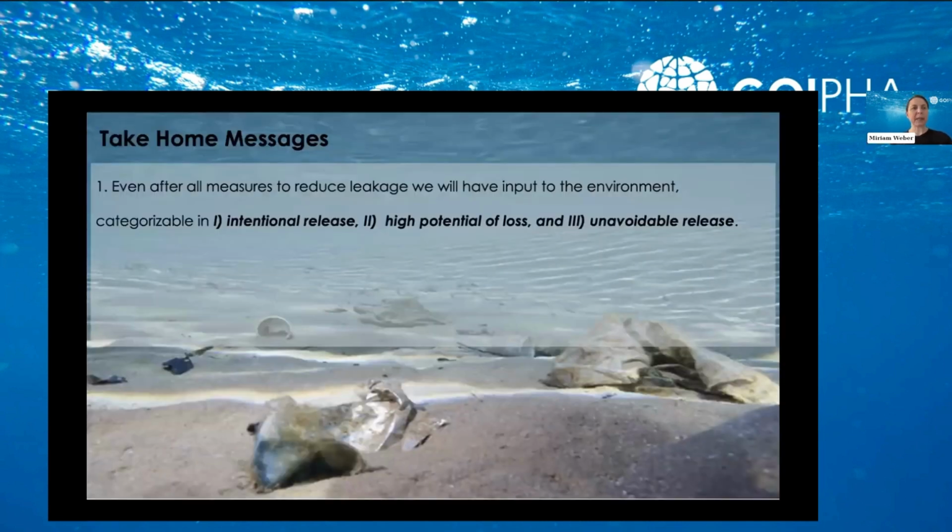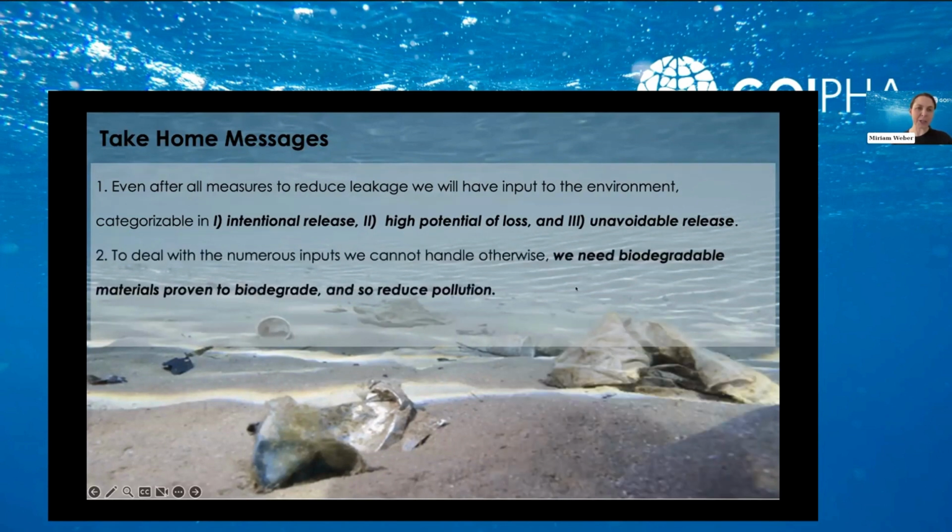All that together brings us to the summary that we do have input to the environment, although we have all measures done. Let's say we have done all our homework in reducing leakage and substituting with having less abrasion and so on. We still have intentional release. We still have high potential of loss, and we still have unavoidable release by abrasion. So for that, we think that taking nature as an ally is a very smart idea, so we can deal with these numerous inputs and use biodegradable materials, proven that they biodegrade, and so reduce the pollution.